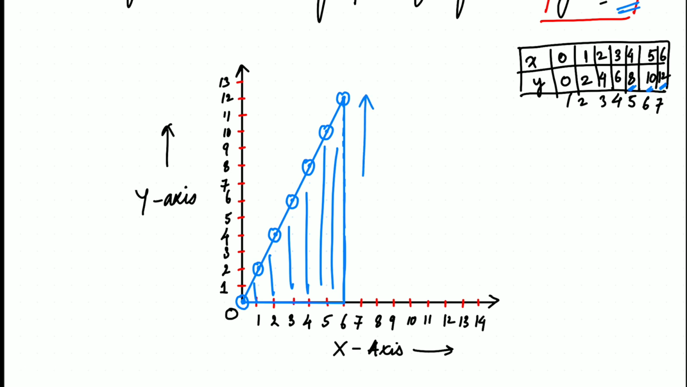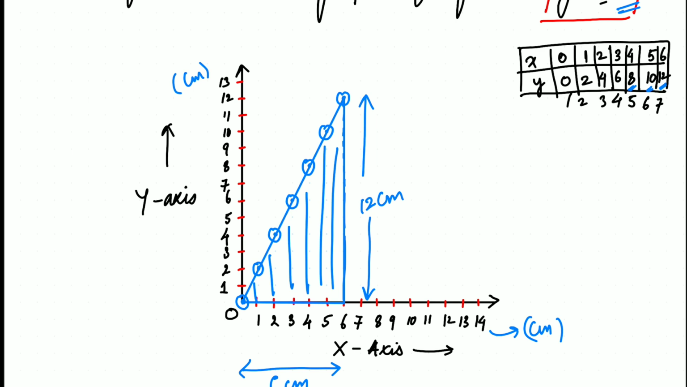So this distance is actually 12. Let's say these values are in centimeters. I forgot to mention that. So this distance will be 12 centimeters. I hope you can understand that. What about this distance? Yes, you have guessed it right. It's actually 6 centimeters.